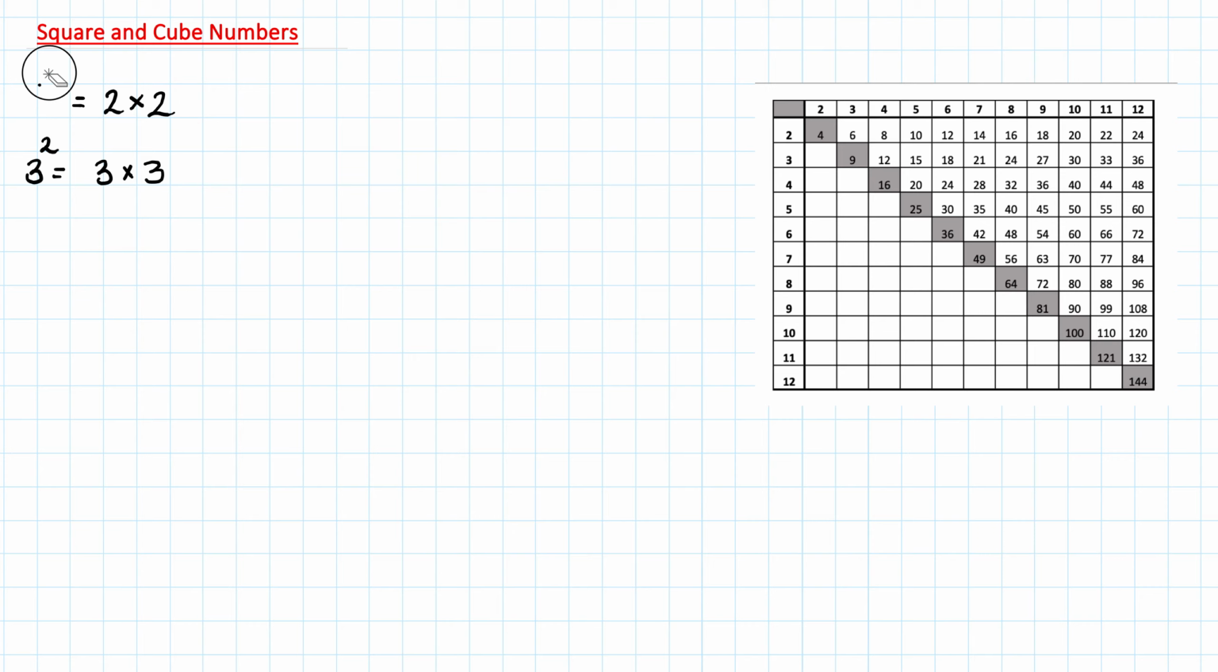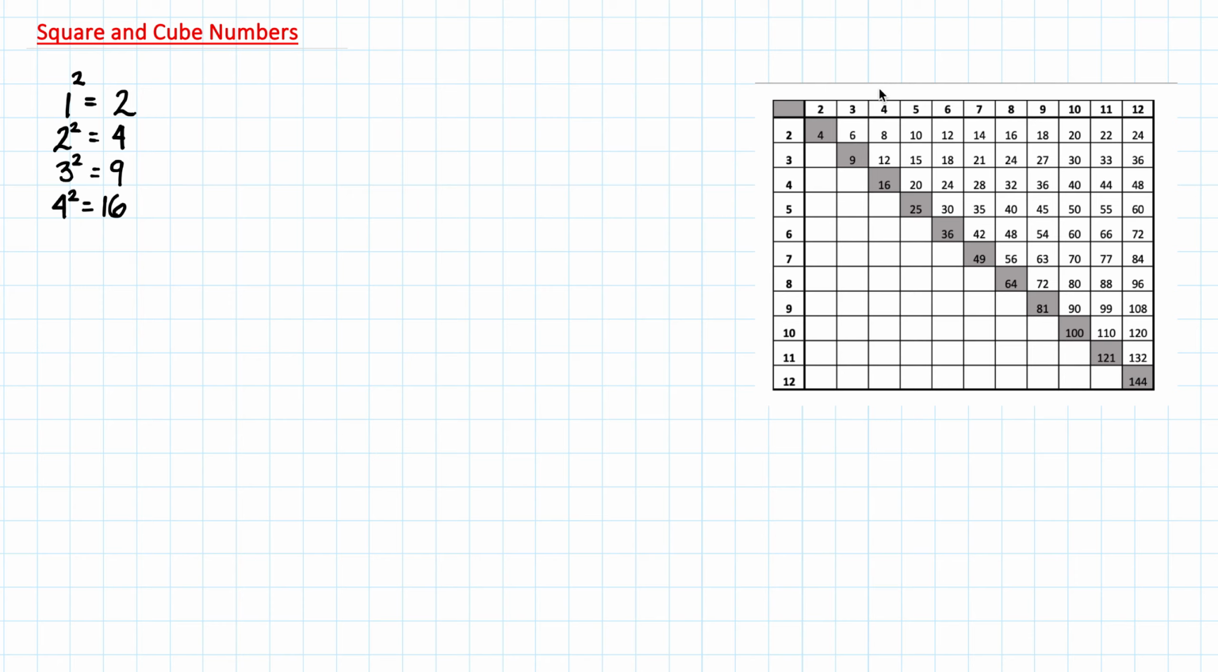So if we do that, give me 1 second, I'm just going to delete this. So if we do that, I'm going to do it in order. So let's start here. 1 squared is going to be 1 times 1, which is equal to 1. Then 2 squared is going to be equal to 2 times 2, which is 4. Then 3 squared is going to be 3 times 3, which is 9. Then 4 squared is going to be 4 times 4, which is 16.